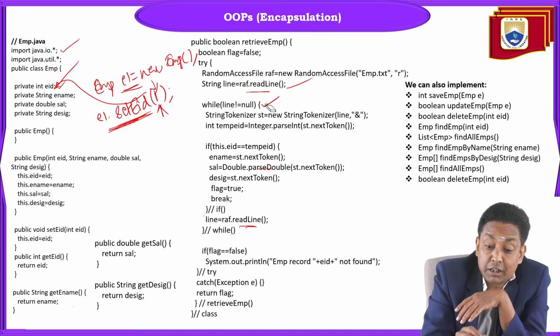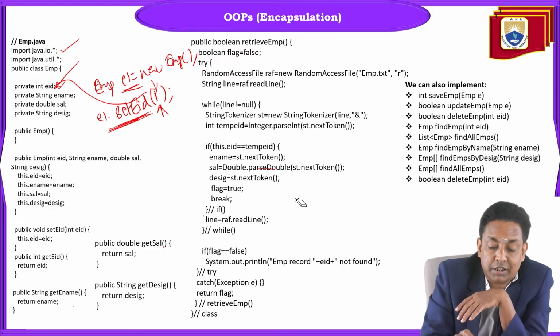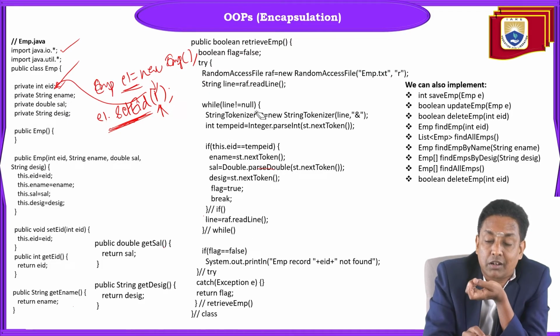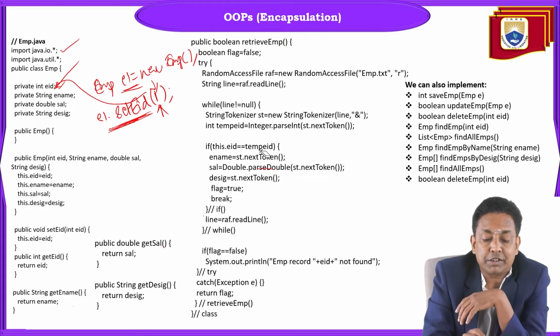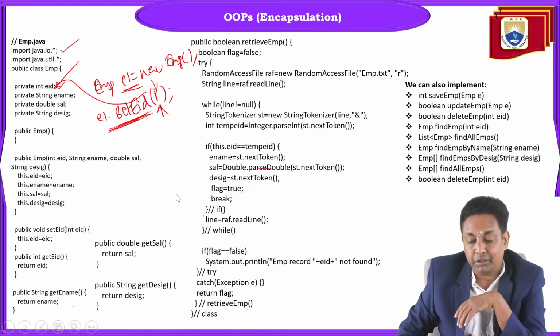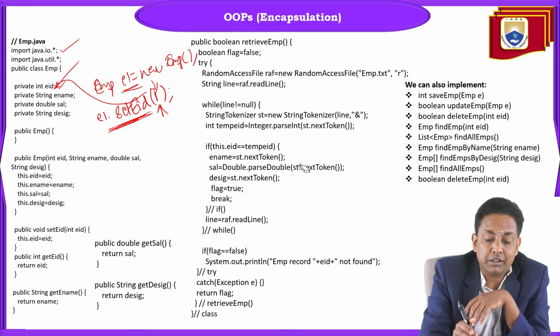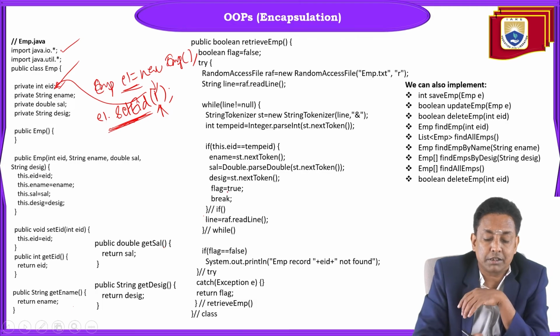If the employee is not found, this complete if condition will be skipped. The readLine will execute once again, checking one more time whether the line is null or not. Again tokenize, read the first token, and check the employee ID. If not found, read the next line, and so on. If found, simply assign the values to employee name, salary, and designation variables.